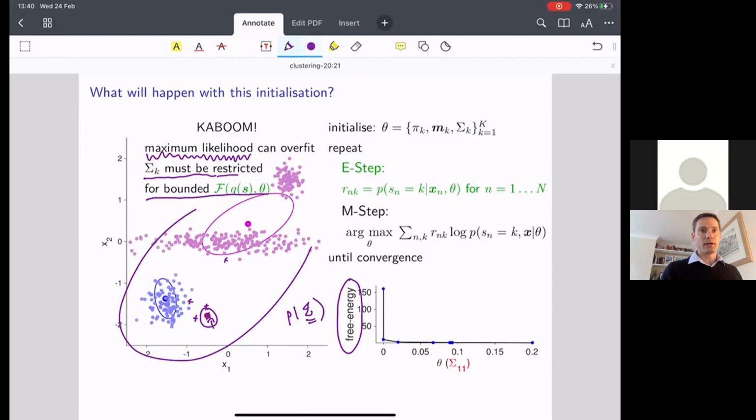Great. So with that in mind, when you use clustering algorithms like this, you can use the mixture of Gaussian clustering, but you should check that this sort of thing hasn't happened, and you should perhaps take these mitigating steps to avoid it.